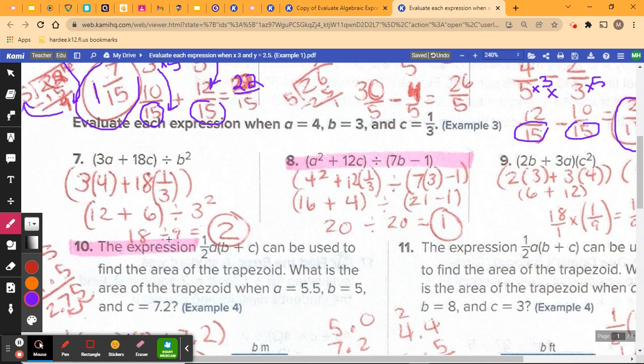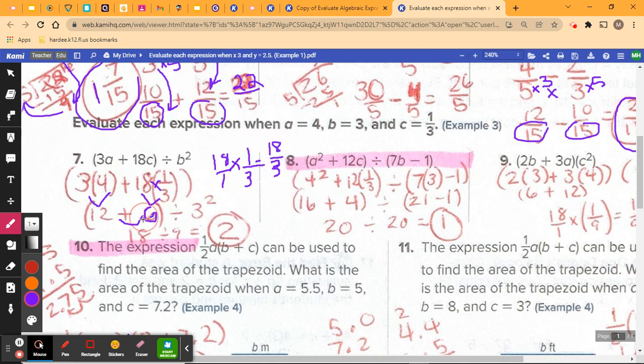For number 7, if you followed PEMDAS, 3 times 4 is 12. Then 18 times 3 is 6, because I saw a lot of people trying to do keep, change, flip. You don't do keep, change, flip if you're multiplying fractions. This is multiplication. You only do it if you're dividing. So it would just become 18 divided by 3, which is 6. So that's how that became 6.